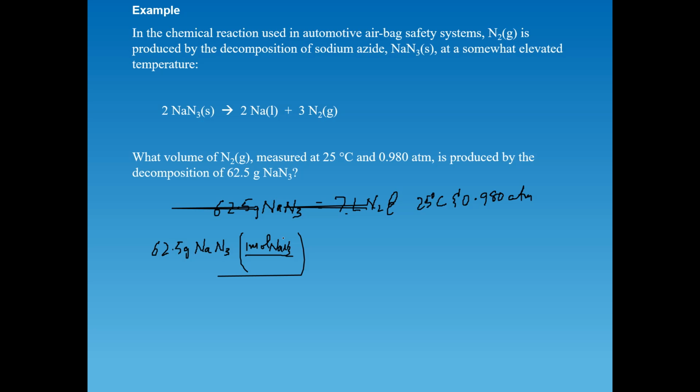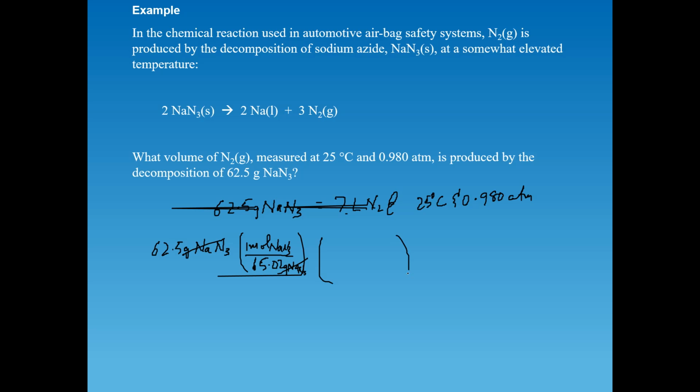And let me do a calculation of the molar mass of sodium azide. So nitrogen is 14.01 times 3, plus sodium, which is 22.99. According to my calculations, the molar mass of sodium azide, NaN3, is 65.02 grams per mole. All right? So the grams will cancel out with this.